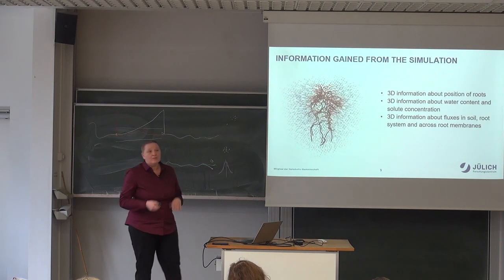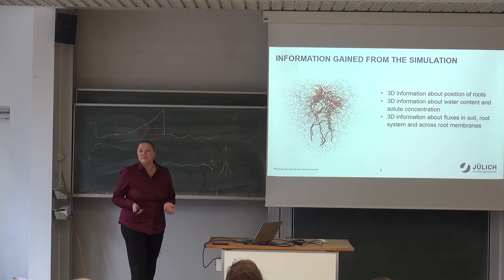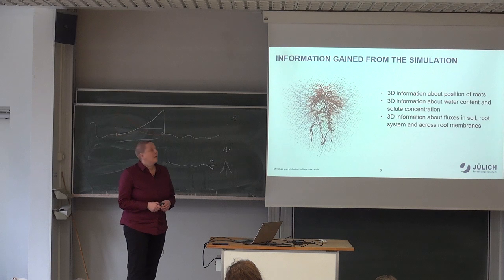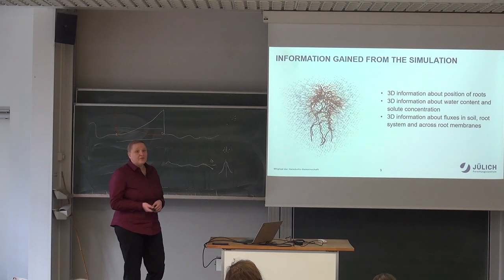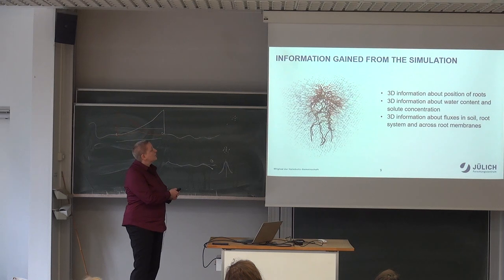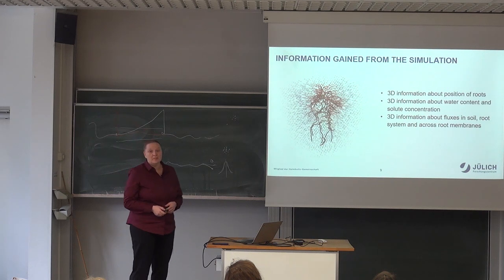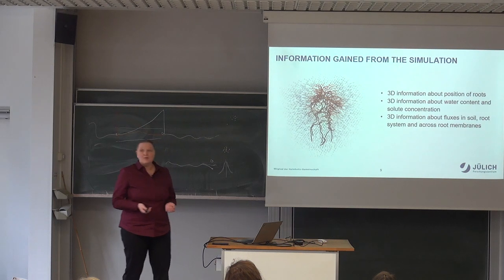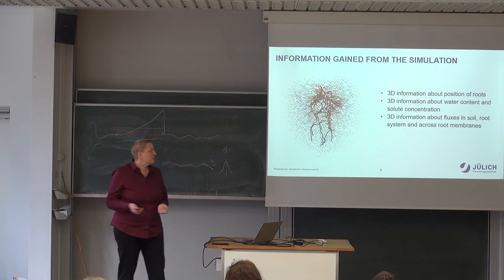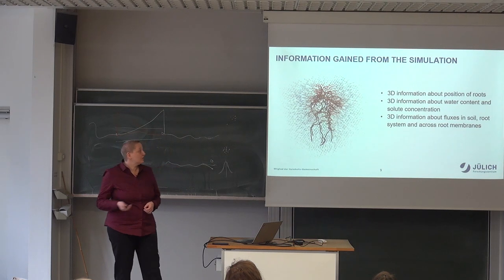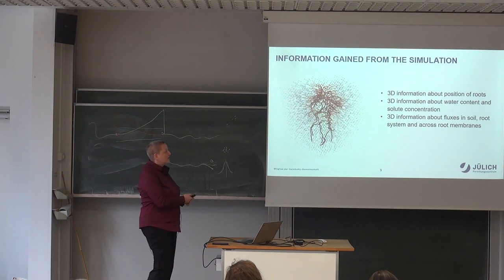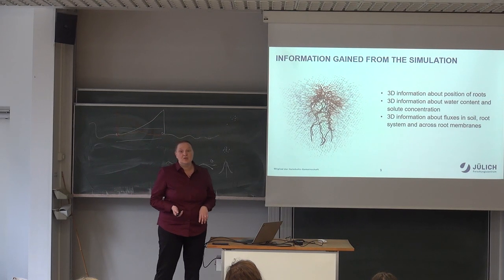And so now, if we do this, what can we gain? What information can we gain from such a relatively complex simulation? And this is an example that shows the vector field that describes the water flow in the soil towards the root surface that is induced by the root that takes up water. And we have the information about the 3D position of each of the root segments. We have the information about water content and solute concentration in 3D space, and also about the fluxes in the soil, in the root system, and across the membranes.